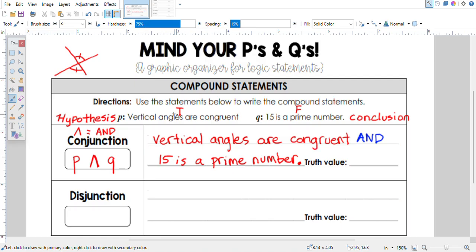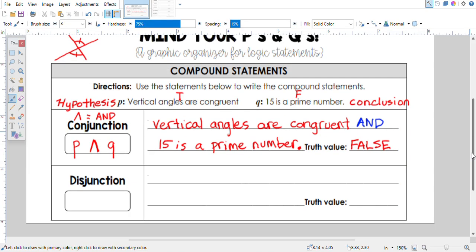And the truth value depends on the hypothesis and the conclusion. So my hypothesis is true. Vertical angles are congruent. However, 15 as a prime number is false. So we can think of this as a true and a false. We need both of them to be true for it to be true, because we're talking about "and," so it has to be both of them. So this is a false statement. "And" is including both of them together. That's why it's compound. They're compounded together.